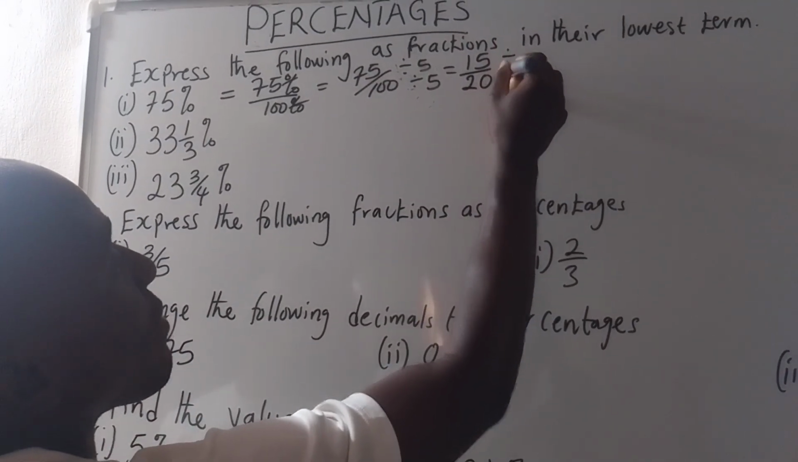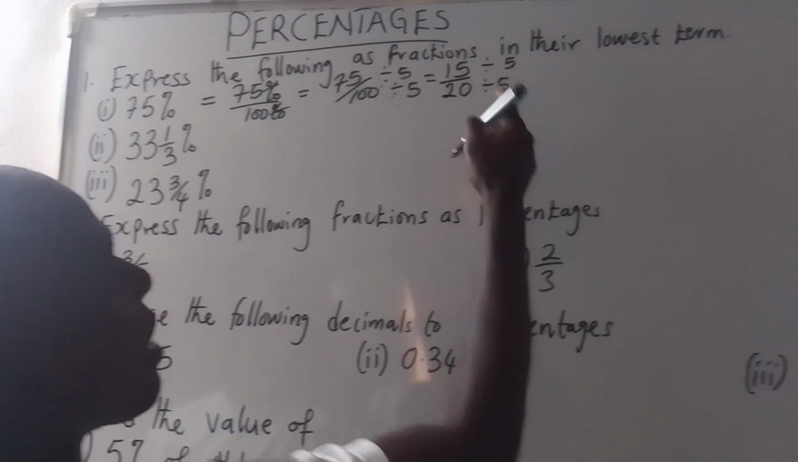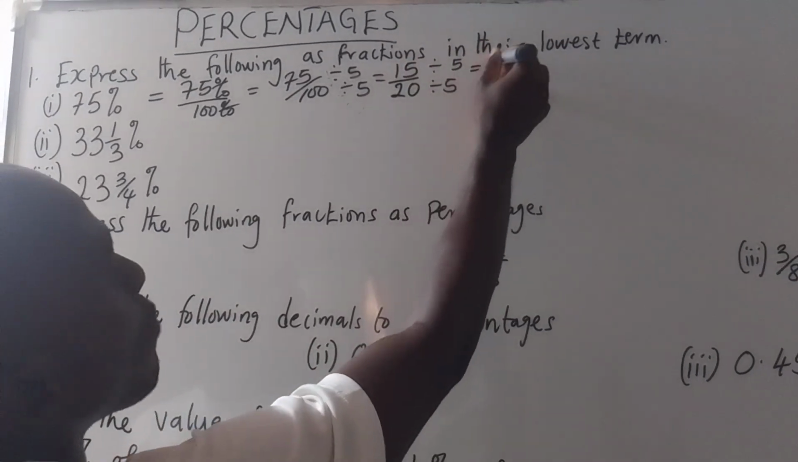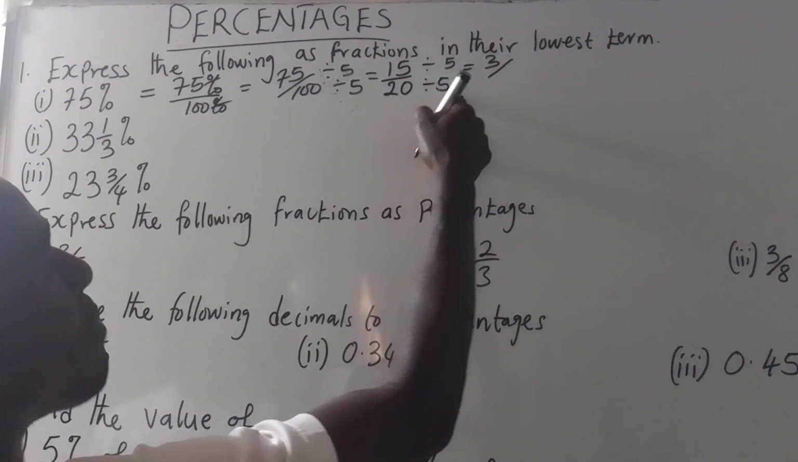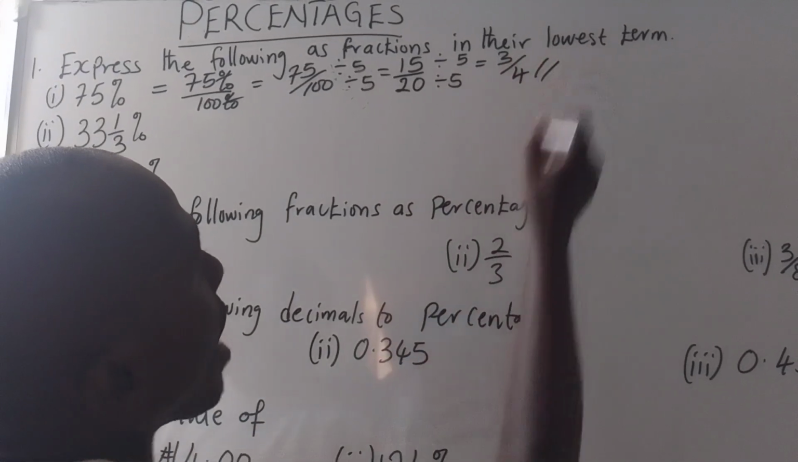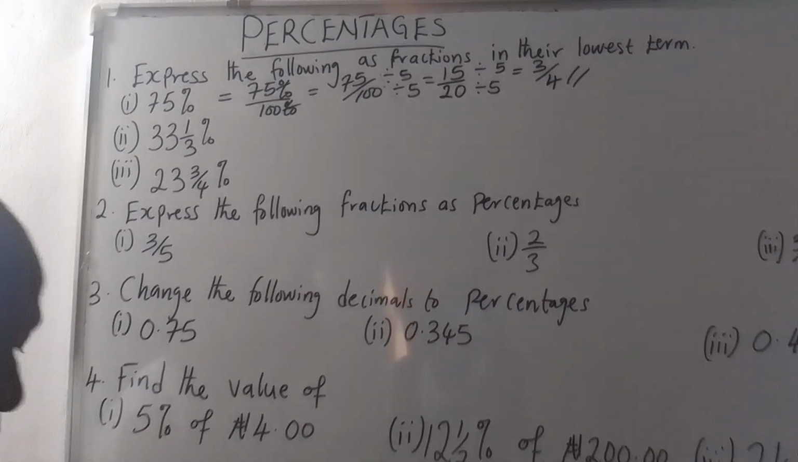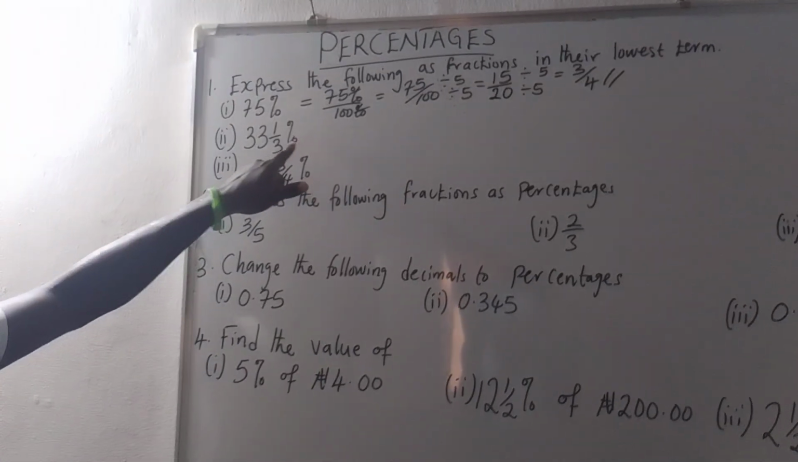Still reduce it again by 5. Divide by 5, divide by 5. 15 divided by 5 will give us 3. And 20 divided by 5 will give us 4. Our answer is 3 all over 4. Now let's look at something similar.